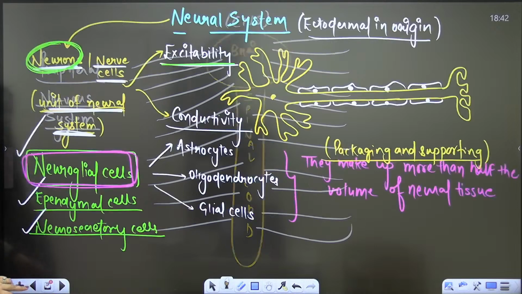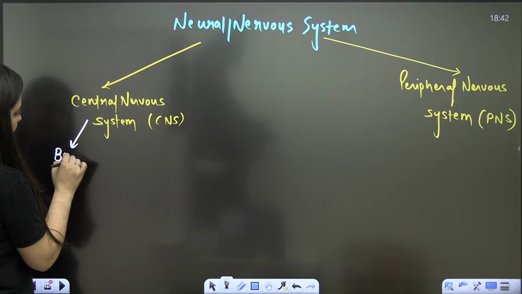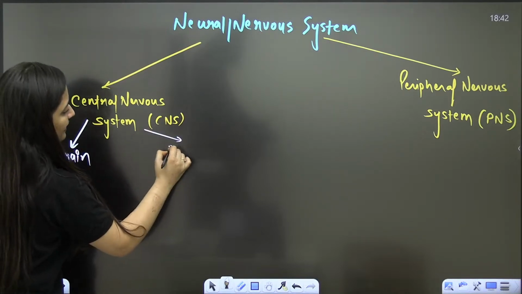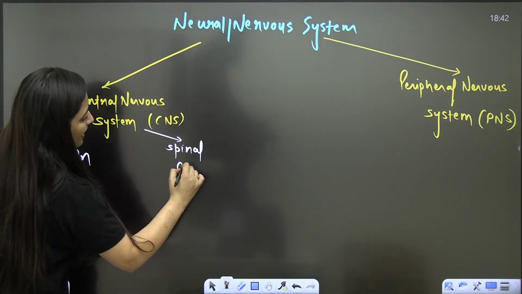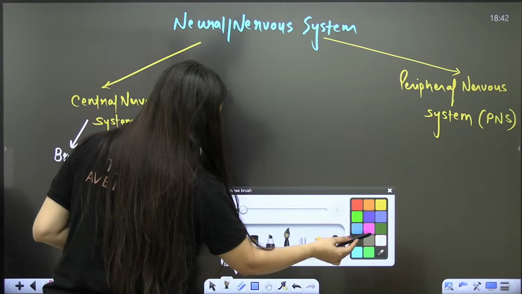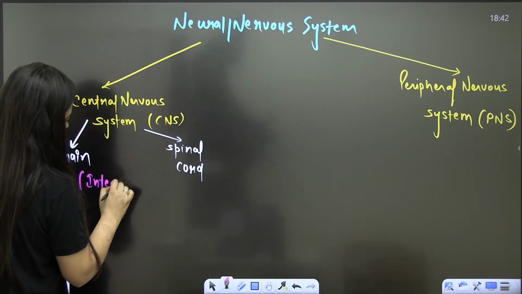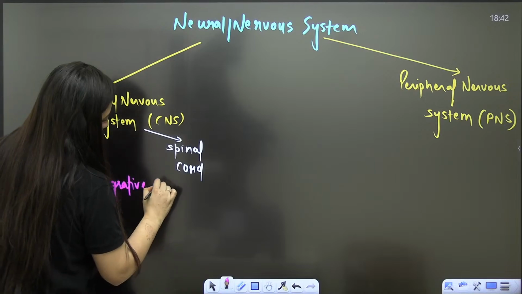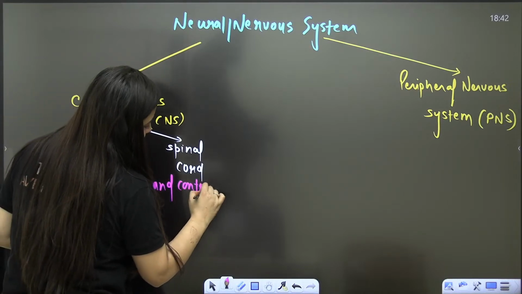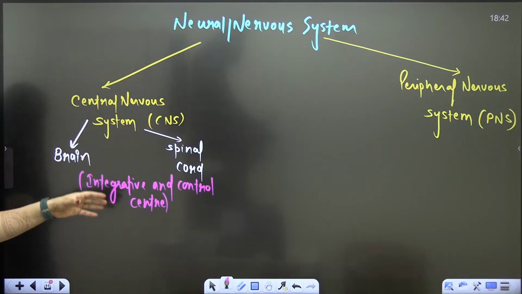So when you are talking about this CNS, the central nervous system, you know that we have the brain here and the spinal cord here. So it helps in integrating. It is basically a kind of integrative and control center. It will integrate that information and obviously it's going to control that. It is the control center. Are you getting my point?